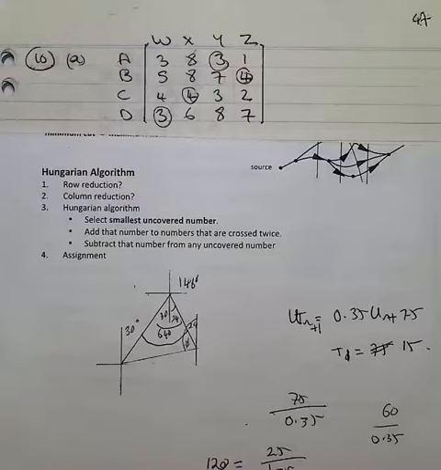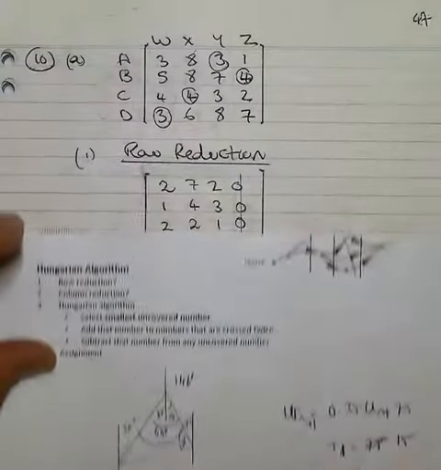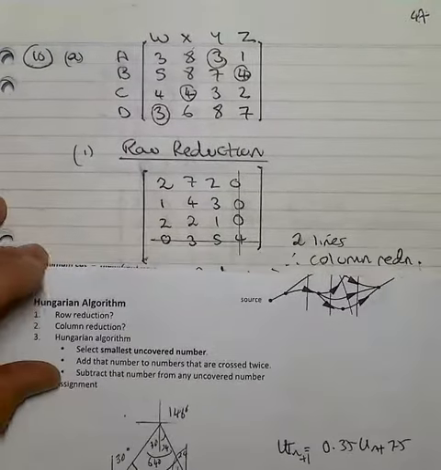10a, we're looking at how we can use the Hungarian algorithm to allocate. Now, this will involve a three-step scenario. Number one, we draw it out. Number two, we undergo row reduction.